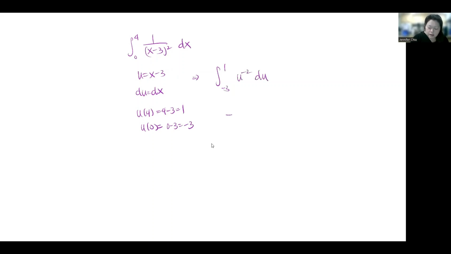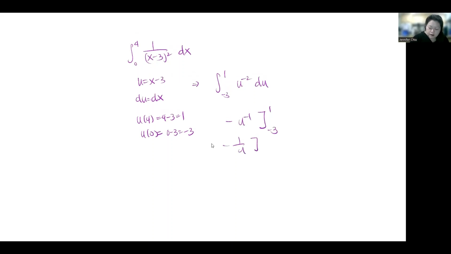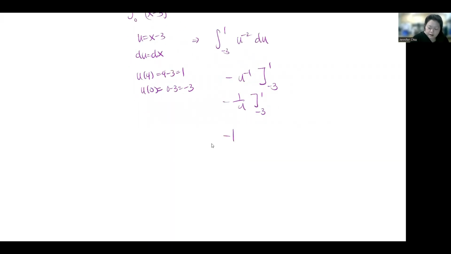And then you say, all right, negative u to the negative 1, evaluated from negative 3 to 1, so that's negative 1 over u. Evaluated from negative 3 to 1, that's negative 1, minus negative 1 over negative 3, so minus 1 over 3, which is negative 4 over 3. But first of all, area can be negative, totally fine.